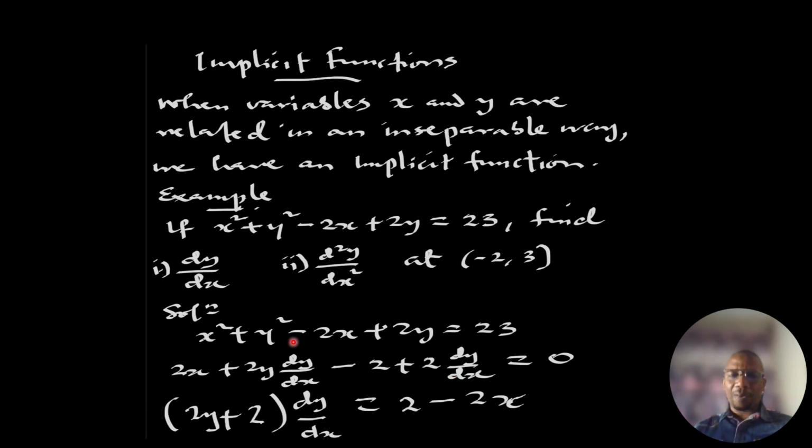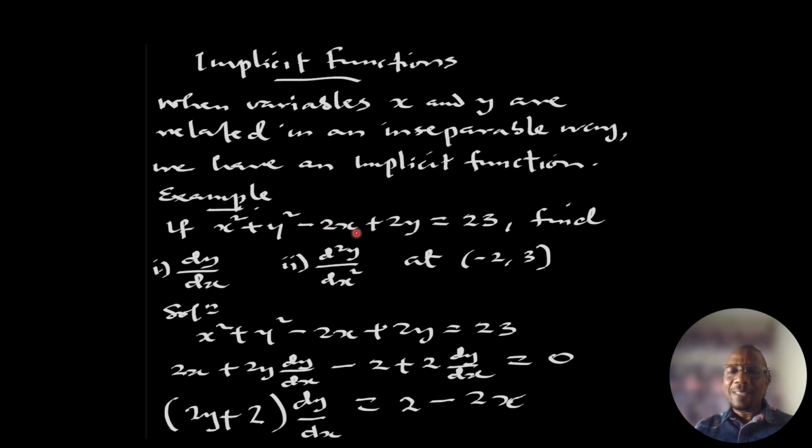Solution: x squared plus y squared minus 2x plus 2y. Look at the first one. Differentiate x squared straight, it is 2x from what we know. But because y is a stranger, we cannot differentiate y with respect to y. That is why differentiating y squared will give us 2y dy/dx, because our differentiation is usually with respect to x, but we have a y. So it has to be 2y dy/dx.